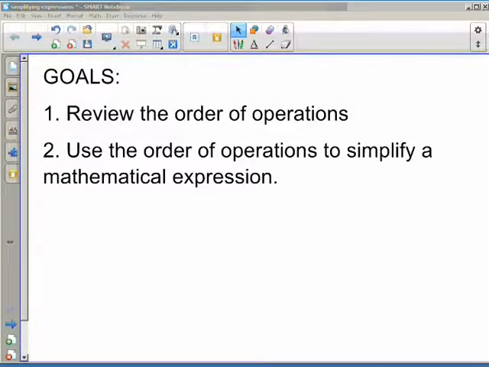Hello and welcome to our first lecture for intermediate algebra. We're going to do a group of lessons for preparation. They're not new material, but it's stuff we're going to use throughout the semester and in fact the whole year. We're going to start with how to simplify an expression.